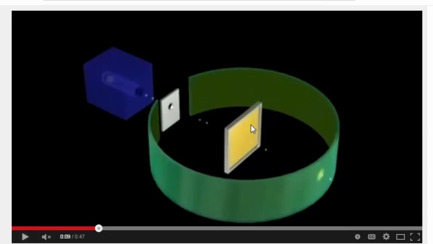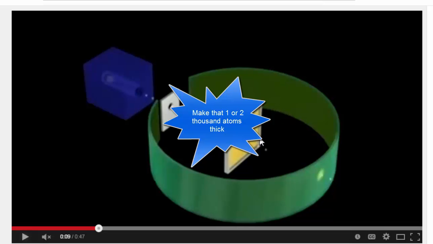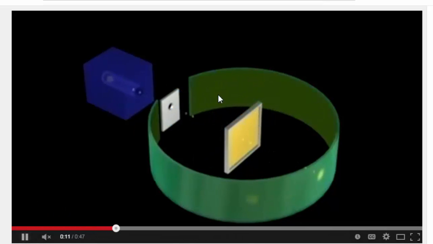This gold foil was very, very thin. Like we're talking 1 or 2 atoms thick. It was a very thin piece of foil. Okay. But when they actually did the experiment, when they played this through, they saw that some of these particles were actually bouncing almost directly backwards.